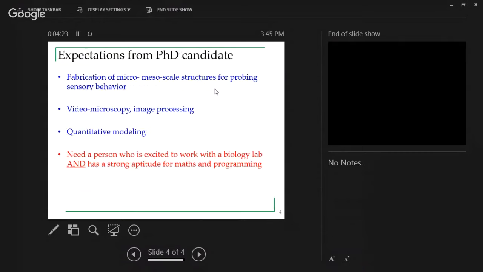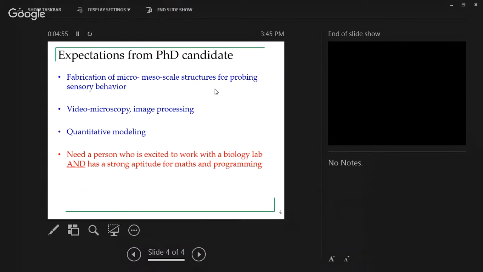So therefore, the expectation that I have from the PhD students for both of these topics is that we should be able to fabricate micro and mesoscale devices for probing the sensors. As I told you, bacteria are at the micron scale. So of course, we can study them in their native environment. You can make large agar plates and so on to study them. But you can get much more information if you are able to use micron scale devices.